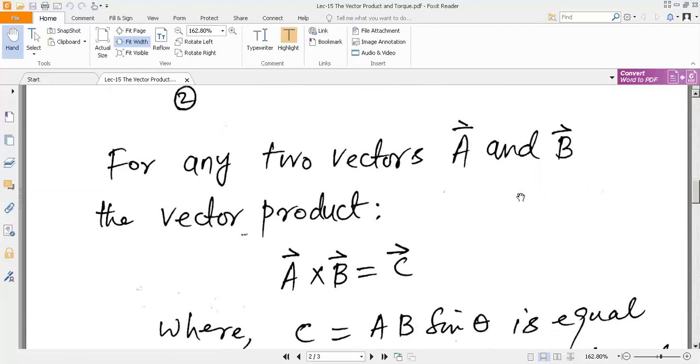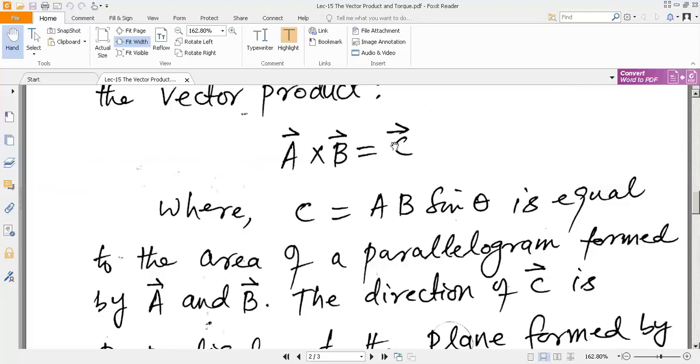For any two vectors a and b, the vector product can be expressed as a third vector c, and this can be equated to a cross b. The magnitude of c will be equal to the magnitude of the first vector, times the magnitude of the second vector, times sine of theta, where theta is the angle between these two vectors.